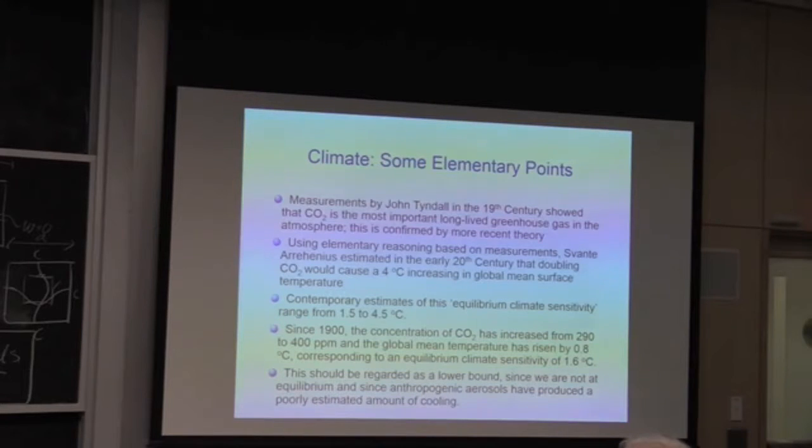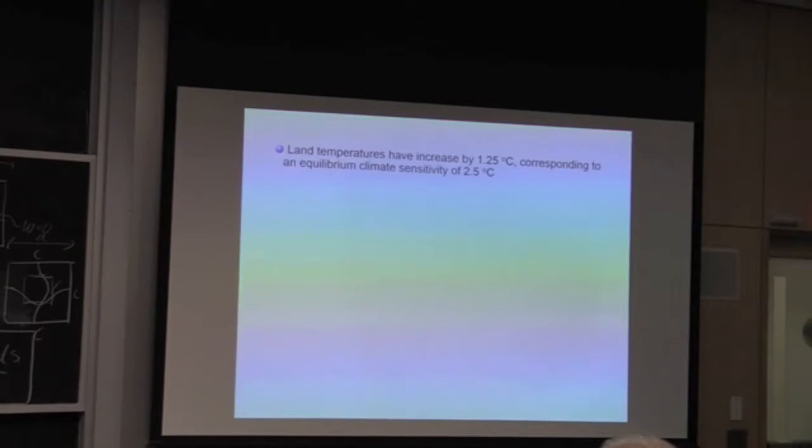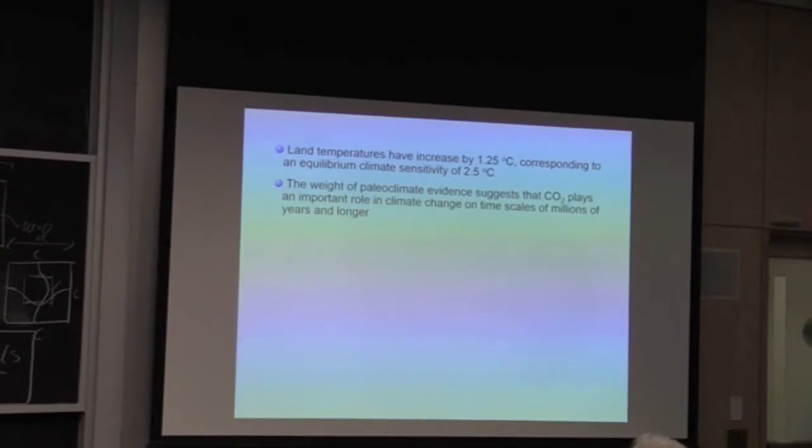And at least as important, there are other man-made influences that work in the opposite direction, mostly aerosols. And unfortunately, we don't quantitatively have very good estimates of the cooling produced by those aerosols. So that is almost certainly too low for an equilibrium sensitivity. During the same period of time, land temperatures have increased by about 1.25 degrees C. And again, if you were to naively calculate climate sensitivity based on that, you come up with 2.5 degrees. I would say the weight of paleoclimate evidence suggests that carbon dioxide has played an important role in climate change on the time scale of millions of years and longer.